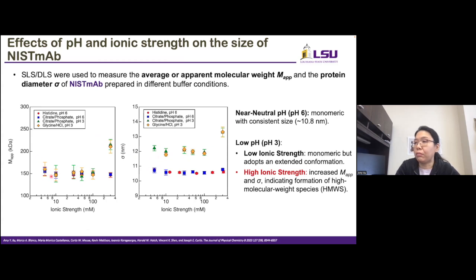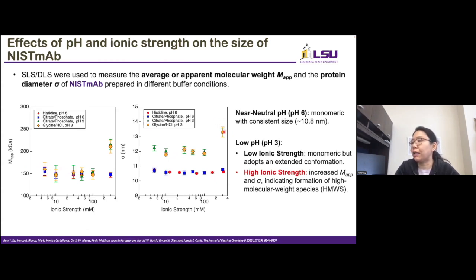But we know from the molecular weight measurement that the proteins are monomeric. Such a change in size but constant molecular weight suggests that at low ionic strength at pH 3, the proteins are monomeric, but they have adopted an extended conformation. As soon as ionic strength increased to 300 millimolar, the size of the protein further increased.